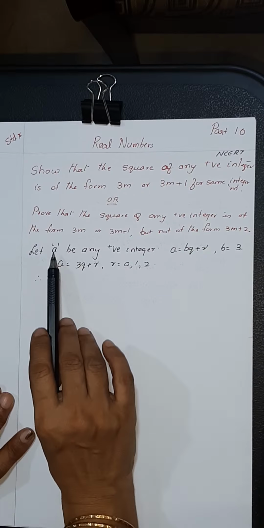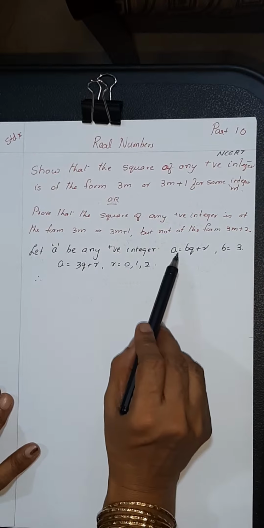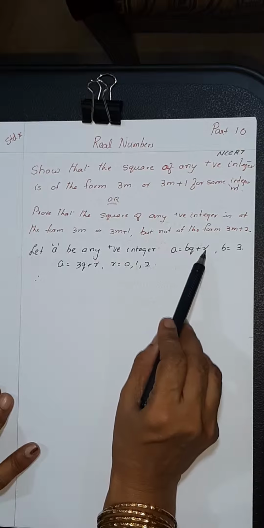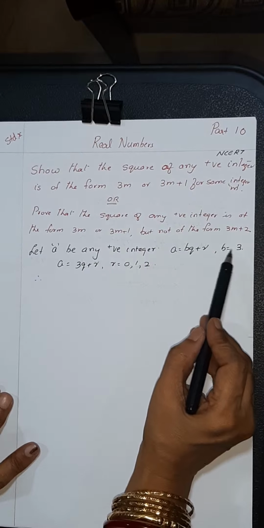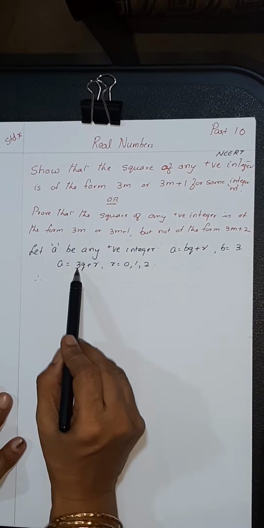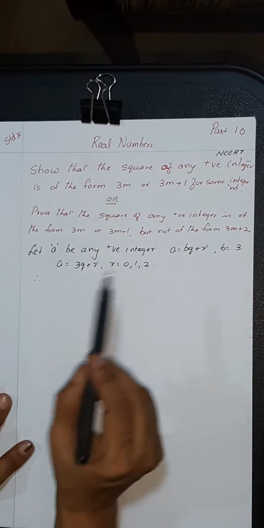So here, let a be any positive integer. By Euclid's division lemma, we know a is equal to bq plus r. Since it is 3m plus 1, we will take b is equal to 3. So a is equal to 3q plus r, where r is equal to 0, 1 and 2.